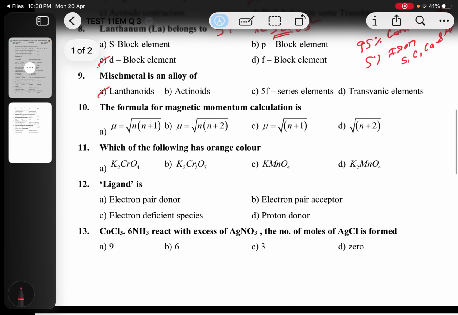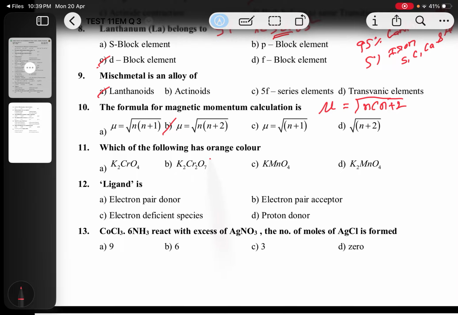Next, 10th one: the formula for magnetic moment calculation. Magnetic moment is represented by the symbol mu, equal to root of n into n plus 2, where n is the number of unpaired electrons. So this is present in option B: mu is equal to root of n into n plus 2. So B is the correct one.